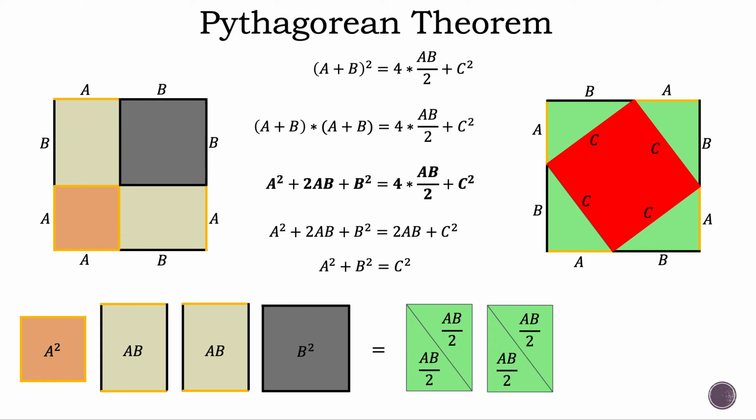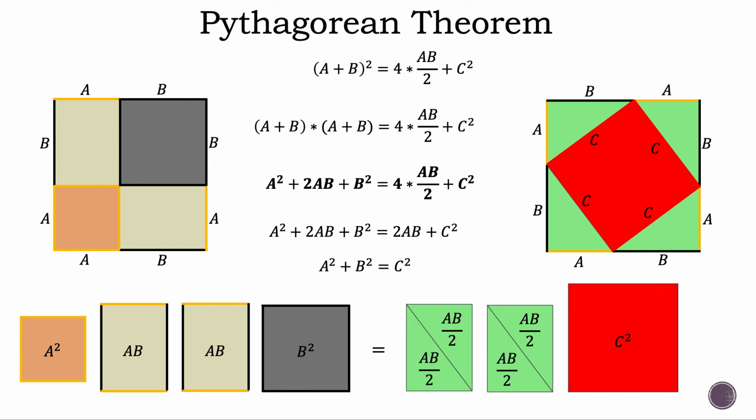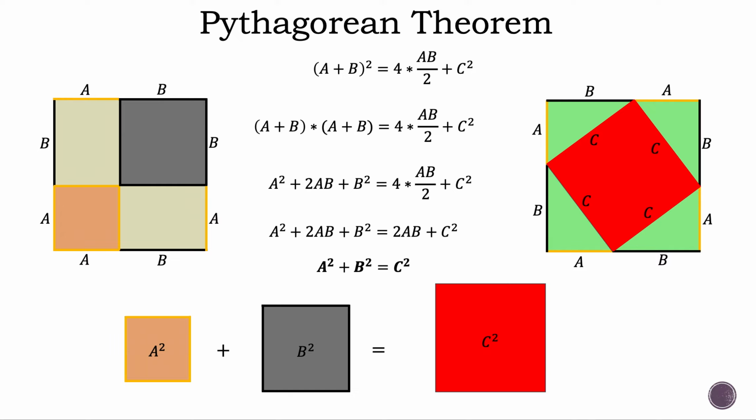Now we have another rectangle, and the area is also ab, since ab divided by 2 plus ab divided by 2 is ab. Now let's add the last shape, which is a square, and the area of the square is c squared. Now, since we have two rectangles, each with an area of ab on the left hand side and on the right hand side, we can eliminate them, and we're left with a squared plus b squared is equal to c squared.